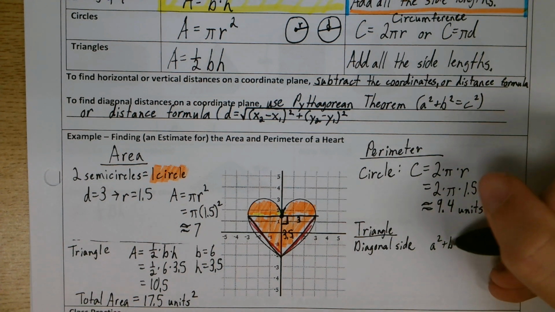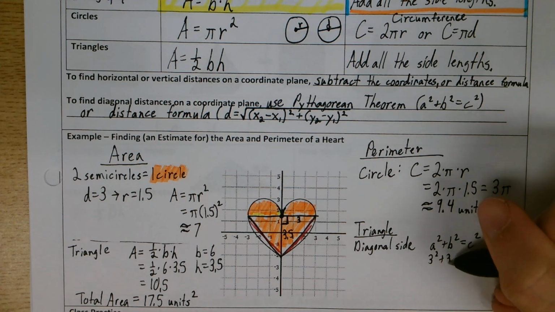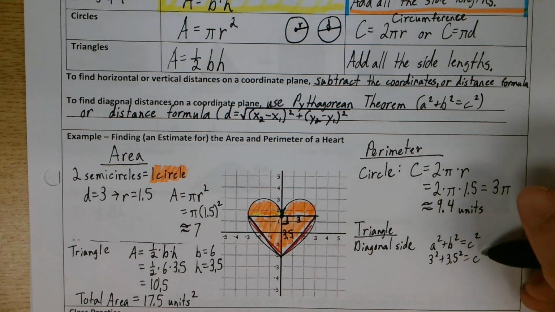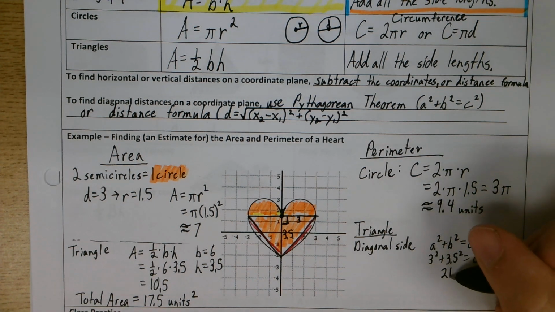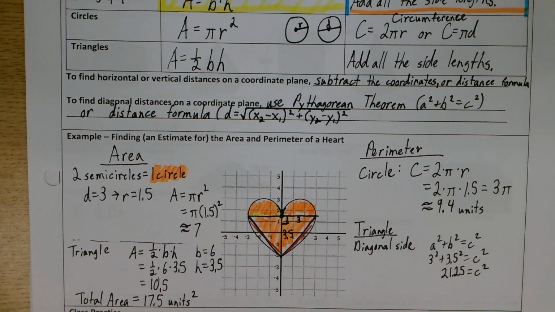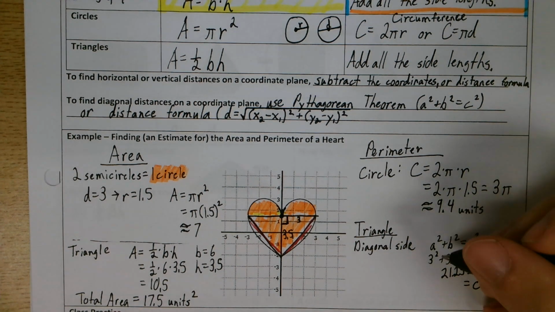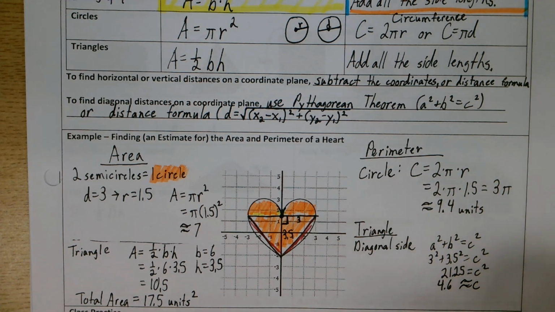We're going to use those in your Pythagorean theorem. A squared plus b squared equals c squared. 3 squared plus 3.5 squared equals c squared. You'll get 9 plus 12 and a quarter. You'll get 21.25 equals c squared. As an estimate, c is 4.6, roughly. C is about 4.6 when we square root it.